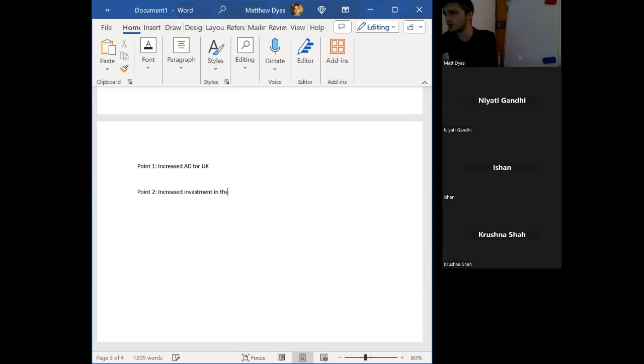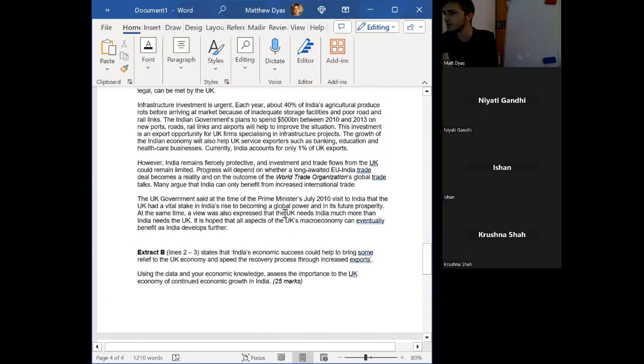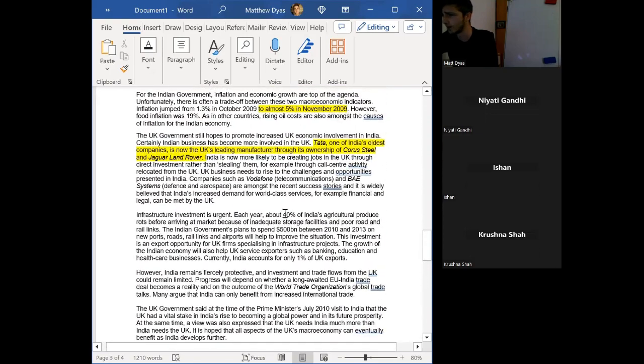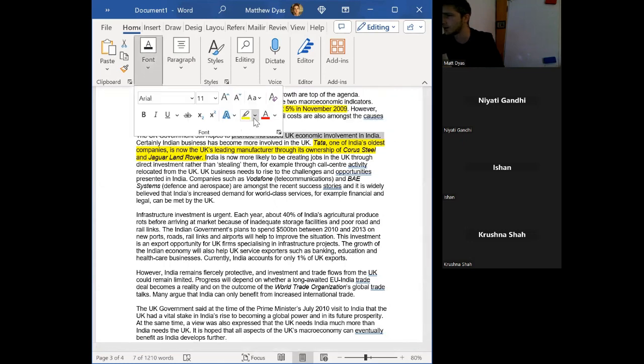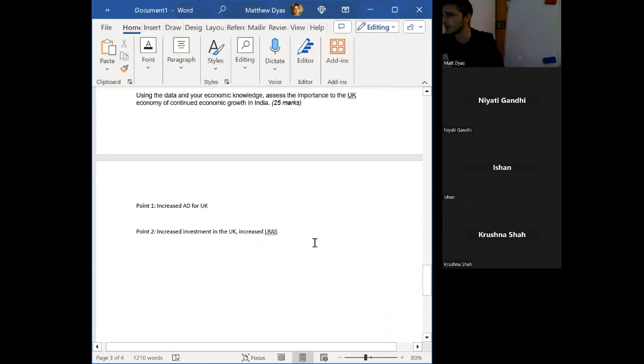Increased investment in the UK, and maybe I could talk about increased LRAS, because if you have more capital, you have more production potential, which is basically what long-run aggregate supply indicates. And I've also got that, as well as India being able to invest in the UK, we could talk about the UK investing in India. So we could talk about both sides of that coin as a potential point. And I don't think I'm going to have time to really do all three of these, which would be my preference if I was writing this in real life.